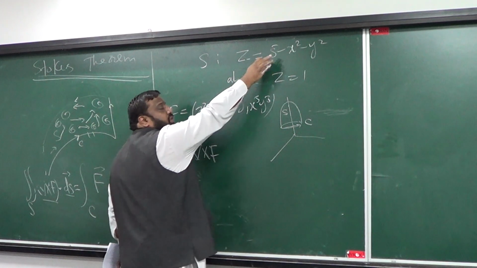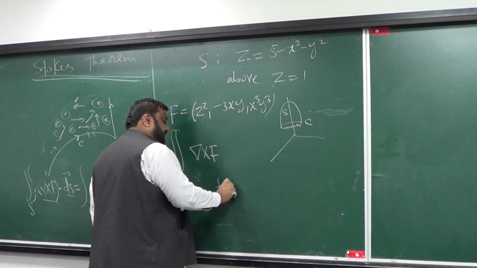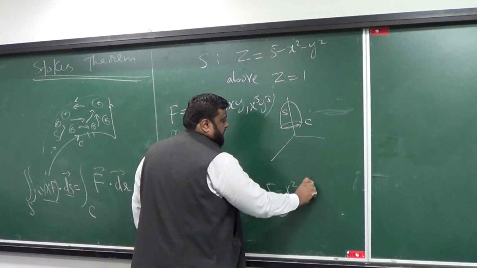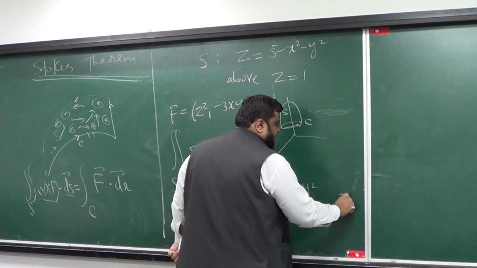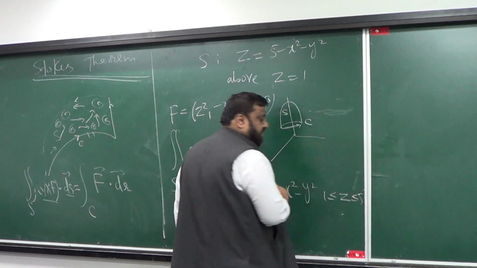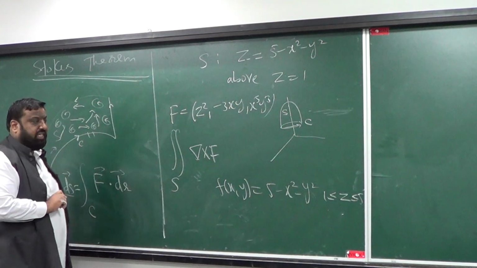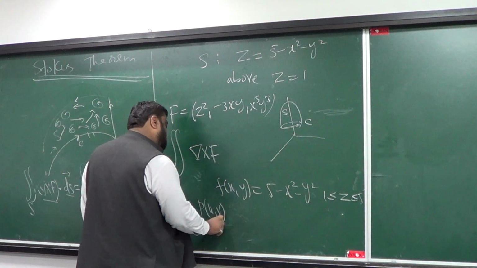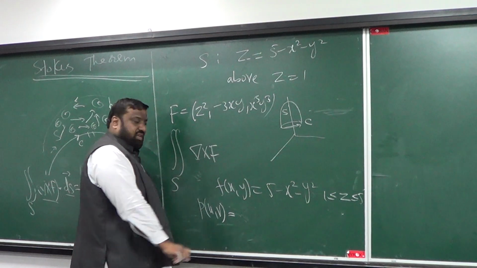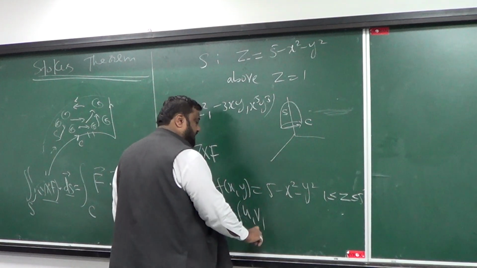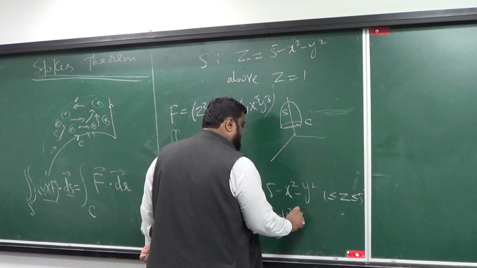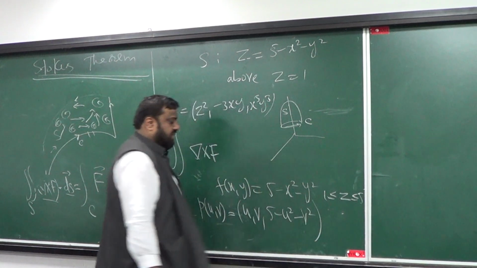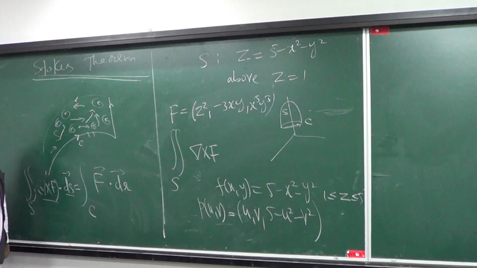So it's a graph of what? It's a graph of this function f of x, y, which is equal to 5 minus x square minus y square, where z is really between 1 to 5. So your z is here. If you want to write it in the parametric form, so the P of U, V is going to be U, V, 5 minus u square minus v square. You getting the point?